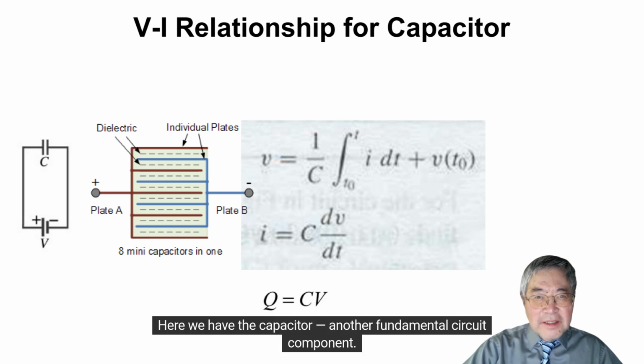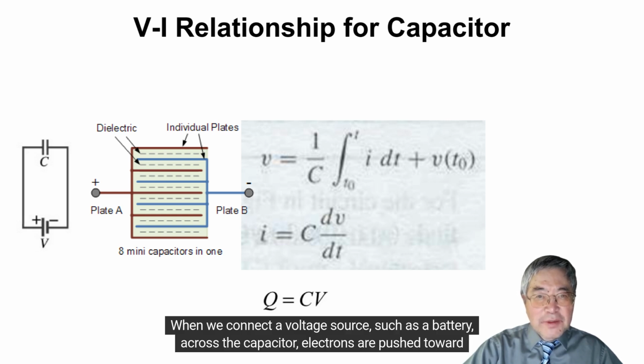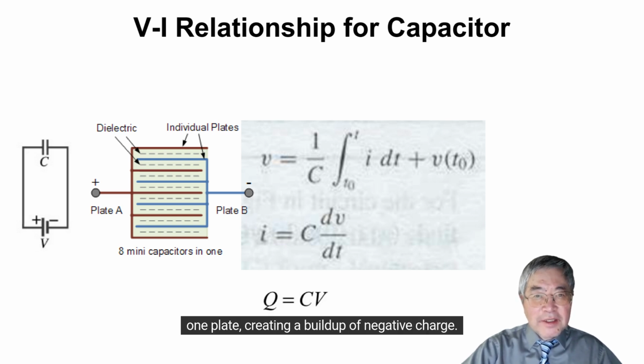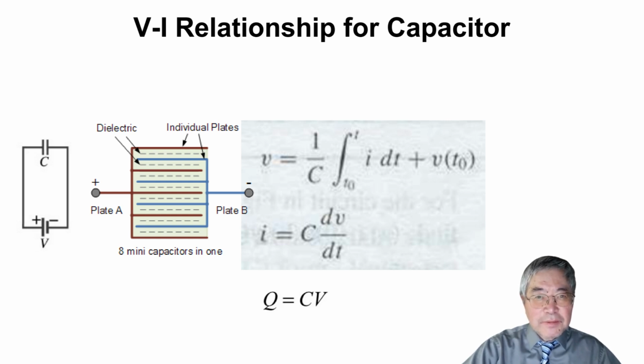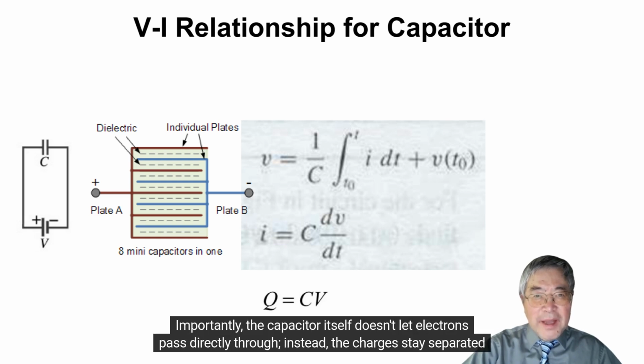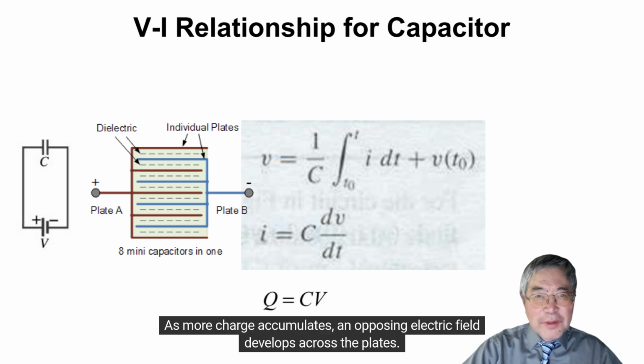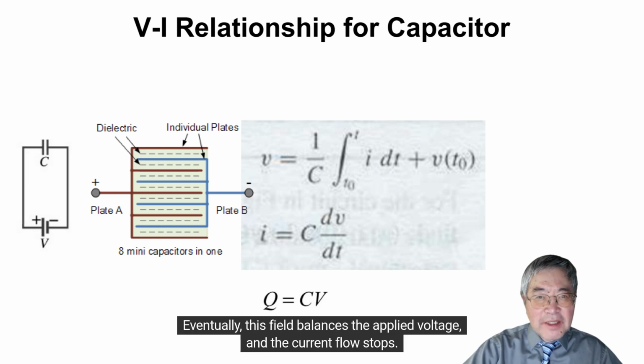Here we have the capacitor, another fundamental circuit component. When we connect a voltage source, such as a battery, across the capacitor, electrons are pushed toward one plate, creating a buildup of negative charge. On the opposite plate, a positive charge accumulates. Importantly, the capacitor itself doesn't let electrons pass directly through. Instead, the charges stay separated by an insulating material called the dielectric. As more charge accumulates, an opposing electric field develops across the plates. Eventually, this field balances the applied voltage and the current flow stops.